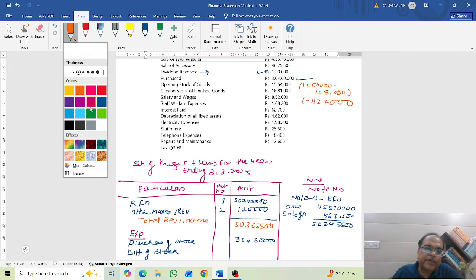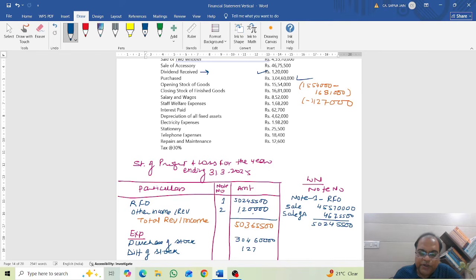Difference of opening and difference of closing. This is 1,27,000. If the difference comes in minus, then you have to take it in minus, and if the difference comes in plus, in positive, then you have to take it in plus, in positive. But you have to subtract, it will always be opening minus closing, never closing minus opening. This is the third item, difference of stock in trade. First item is not given in the question because the question is related to a trading concern, not a manufacturing concern. Remember this well in your mind.